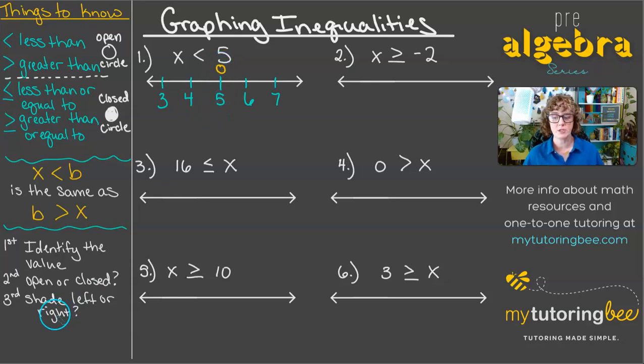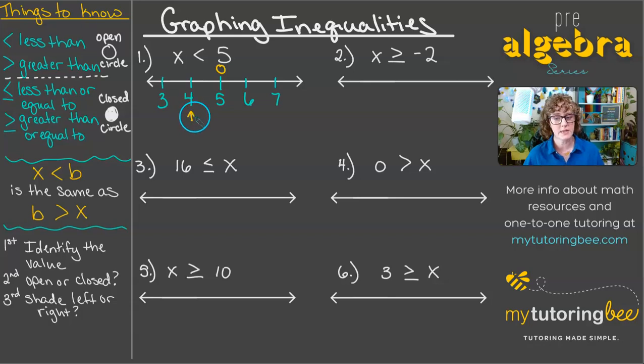And then we need to shade or draw an arrow to the left or to the right to show what values x could equal. This is a little bit different than equations, because with equations, our variables usually just equal one single value. But in inequalities, our variables can be many values. So we have to decide what works for x in this situation.